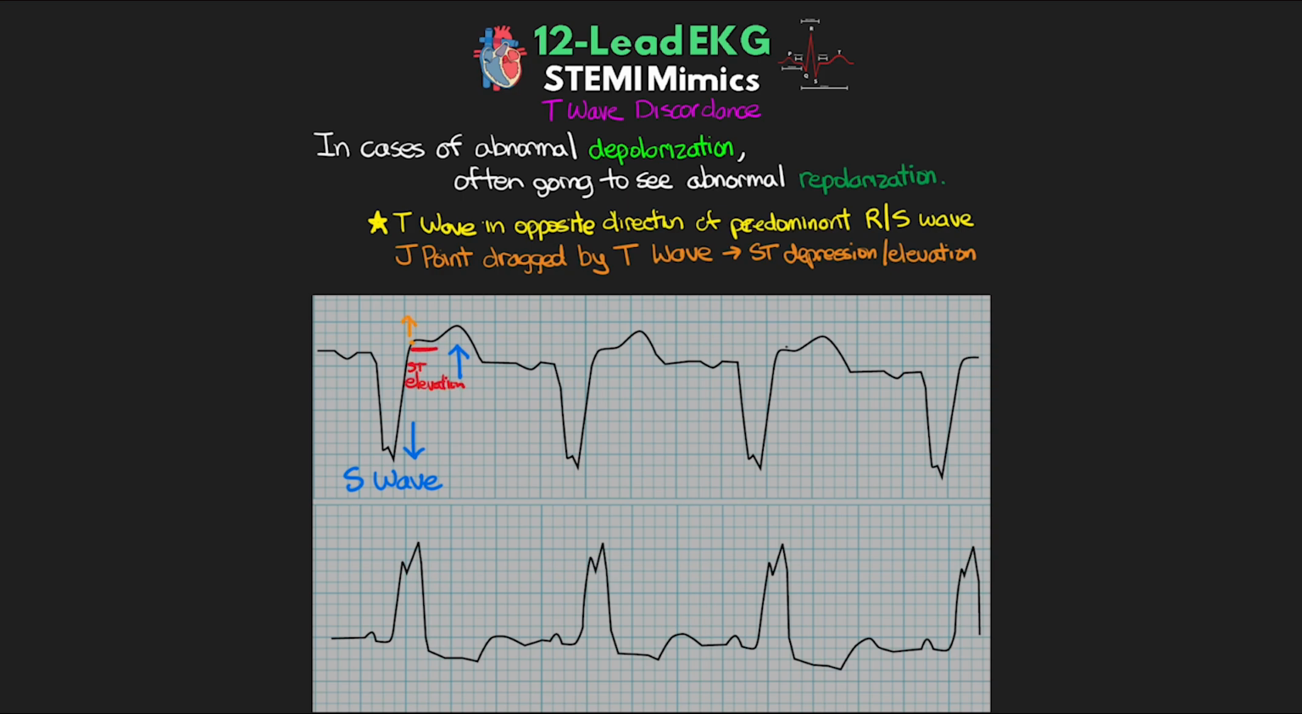Now, in the other example we have here, the positive R wave is the predominant wave, and thus the appropriate T wave discordance would be the negative T wave that we see here, again dragging this J point down and giving us ST depression.